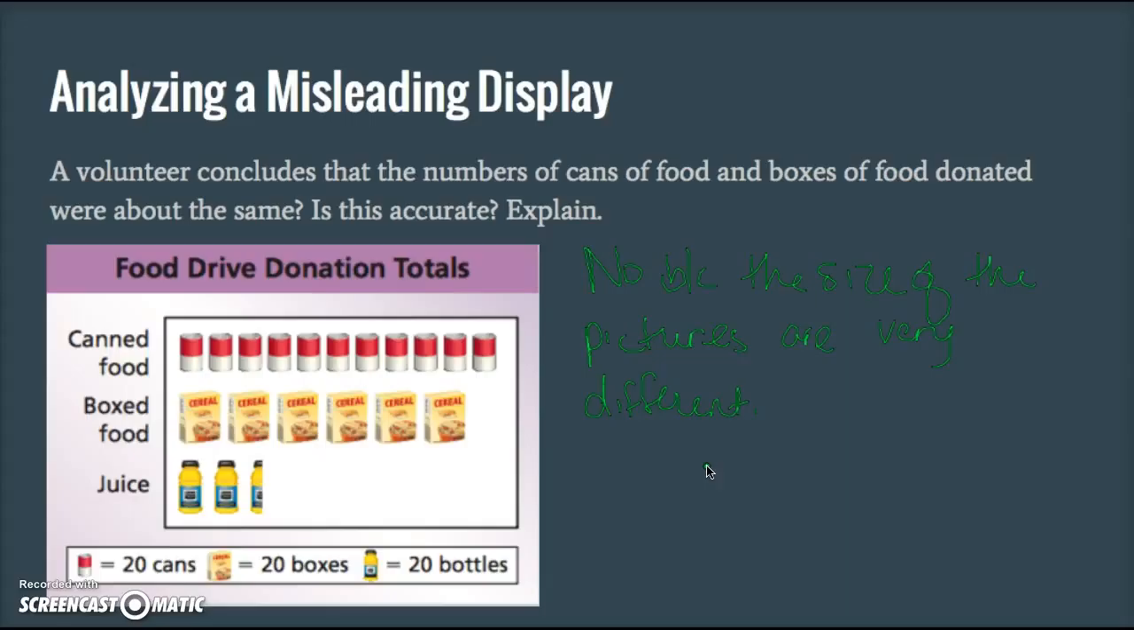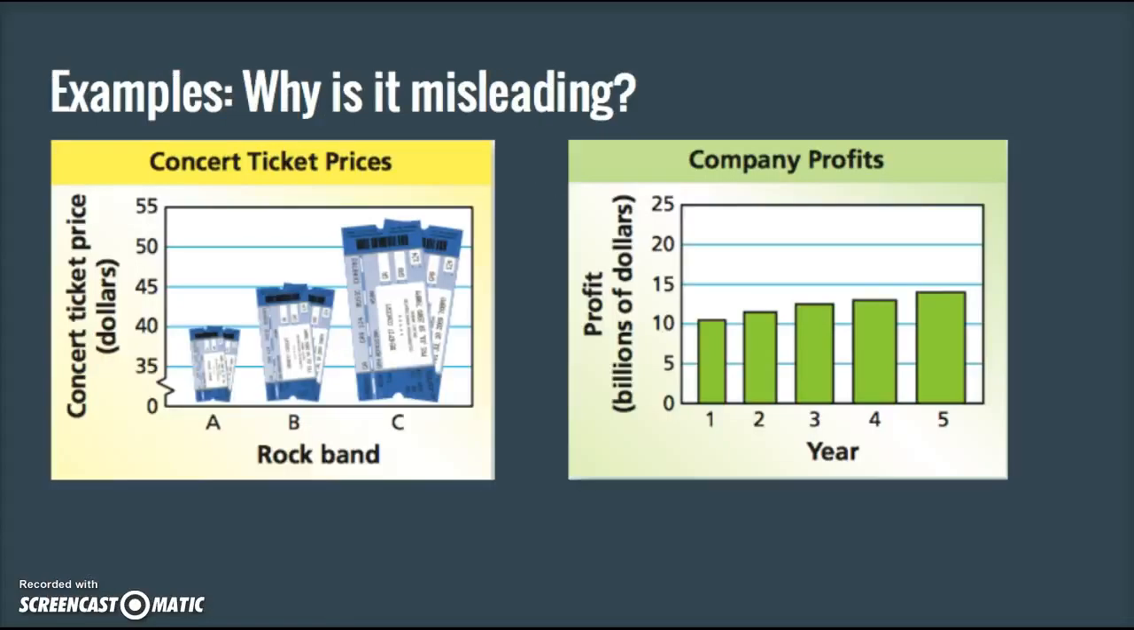All right, and the last one we're going to look at is looking at why this is misleading. So we have two separate graphs here, example 1, example 2, and we're just going to look at why they are misleading. Okay, and it could be just one reason, it could be multiple reasons. So let's look at the concert ticket prices over here on the left. We have rock band A, B, and C, and then the concert ticket price in dollars, how much the tickets cost. Now, why is this graph misleading?